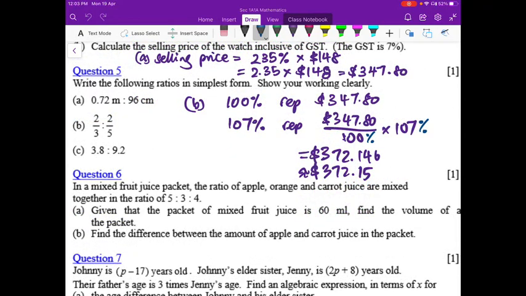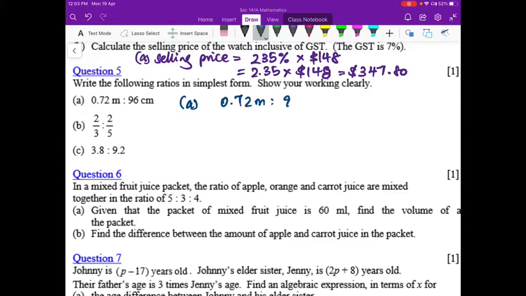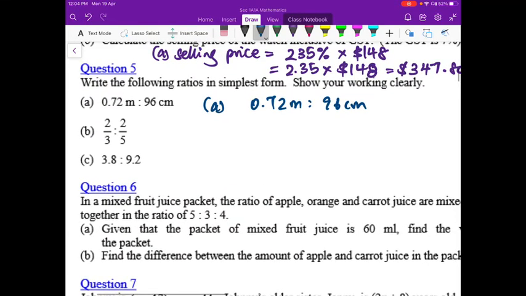Thanks for volunteering. Part A. Ratio. So 0.72 meters to 96 cm. Okay, so how do we simplify that? What do we have? Meter to cm, so how many cm? Correct. 72 cm to 96 cm. Okay, what do we do next?